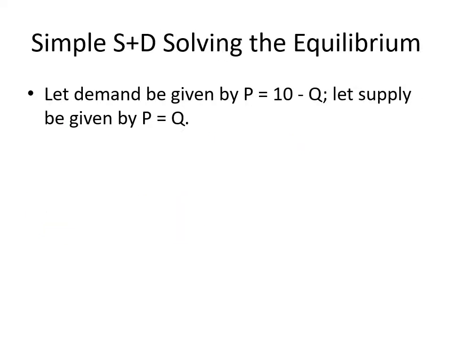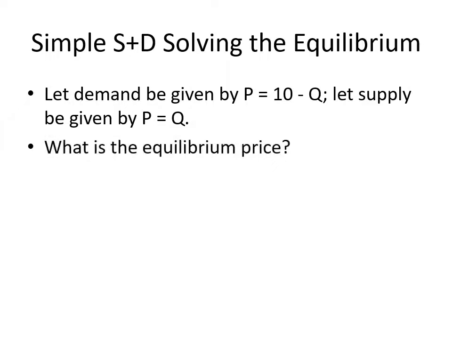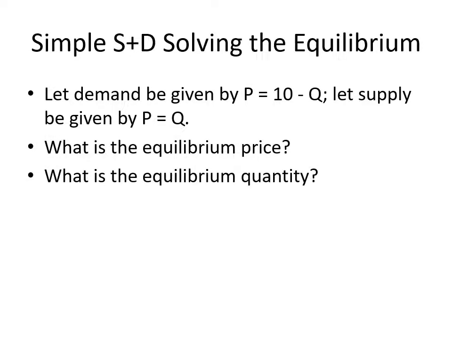All right, so for our next question here, we're going to actually try and solve. So now let demand be given by P equals 10 minus Q, so we have the inverse demand curve. And let supply be given by P equals Q. And what we want to know is, what is the equilibrium price and what is the equilibrium quantity? So we're going to try and solve both of these, the price and quantity.